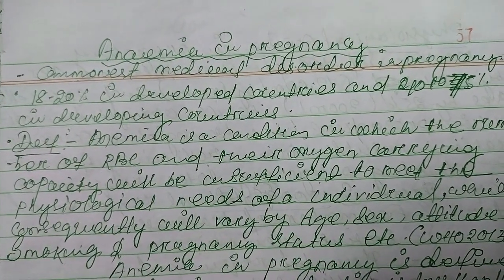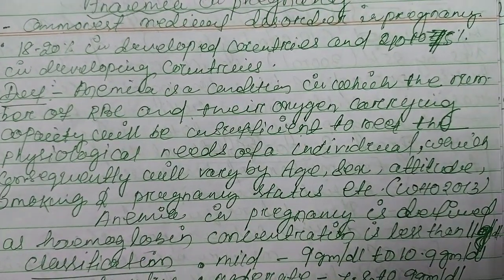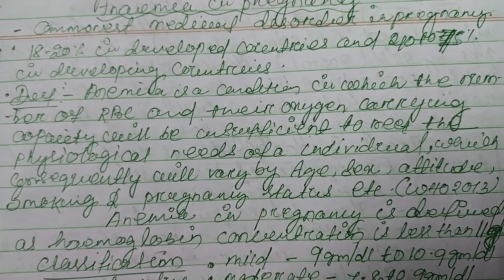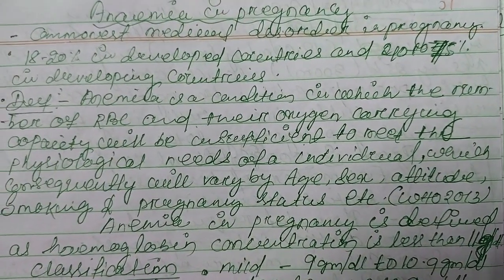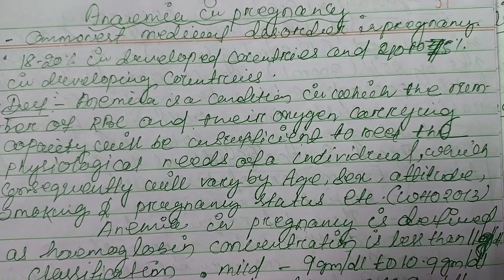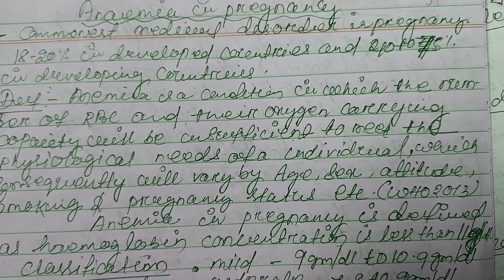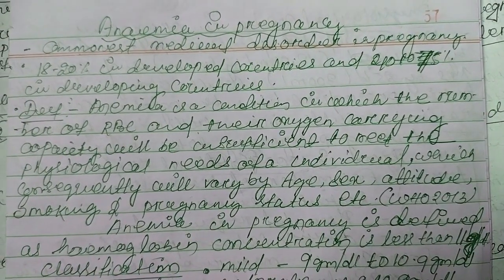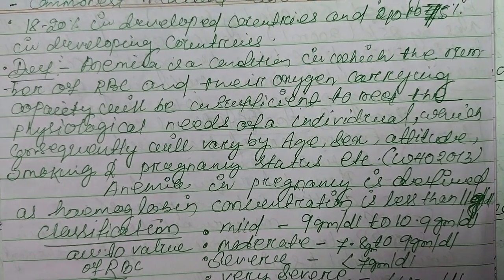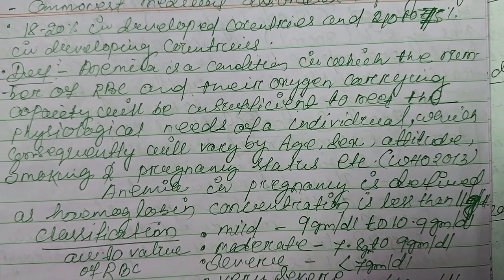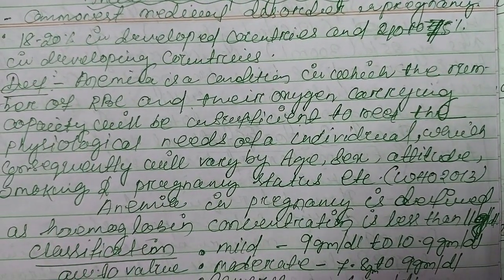Anemia incidence rate is like this. So the definition we'll see here. Anemia is a condition in which the number of RBC and their oxygen carrying capacity is insufficient to meet the physiological needs of an individual, which consequently will vary by age, sex, altitude, smoking and pregnancy status. This definition was given by WHO in 2013.